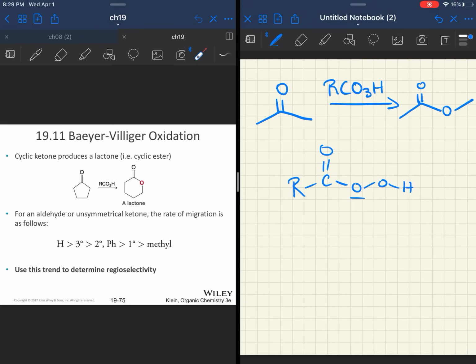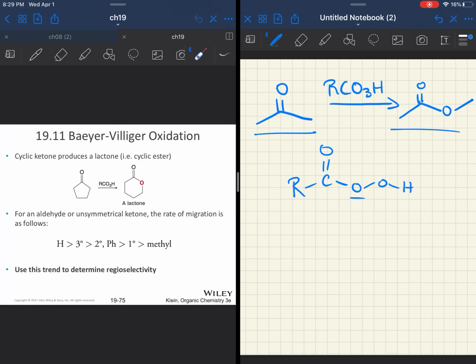This works if you have a cyclic ketone, right? It can insert that oxygen, just like it could over here with acetone. In this example, and the example that I have over here on my whiteboard, we're looking at symmetric ketones. So whether I put the oxygen on the left or the right of the carbonyl is irrelevant. It's going to come up with the same answer. But what if we have something asymmetric or we have an aldehyde? Which side is the oxygen going to go?